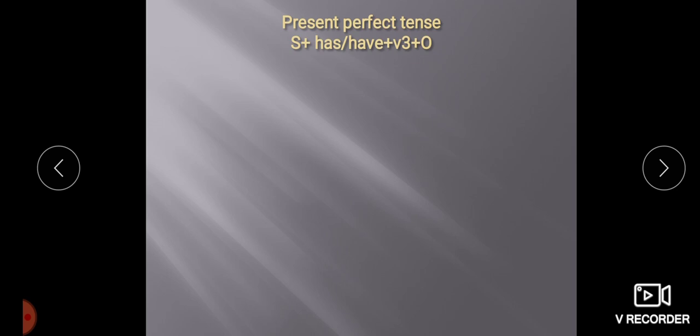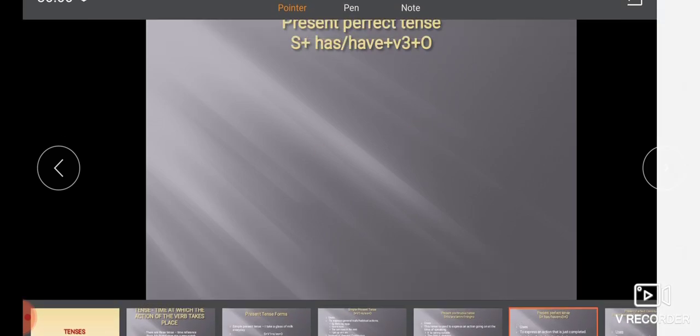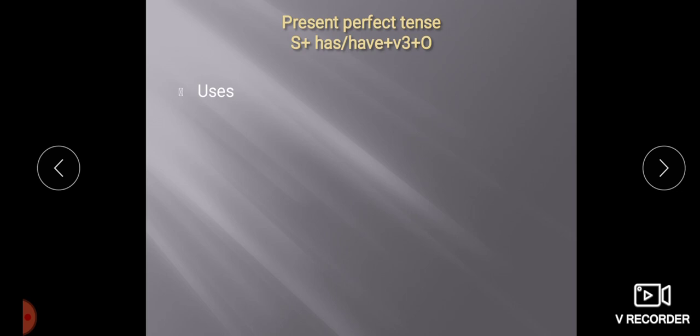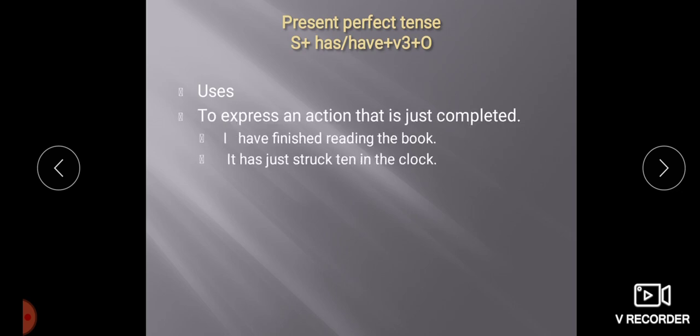Present perfect tense. Subject plus has or have plus third form of the verb plus object. Has or have are the auxiliary verbs. Uses: to express an action that is just completed. I have finished reading the book. It has just struck 10 in the clock.